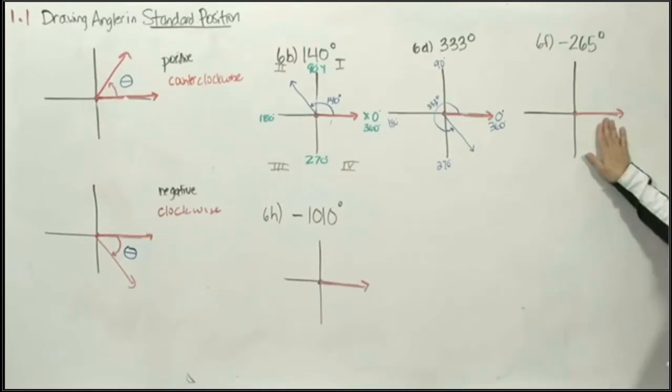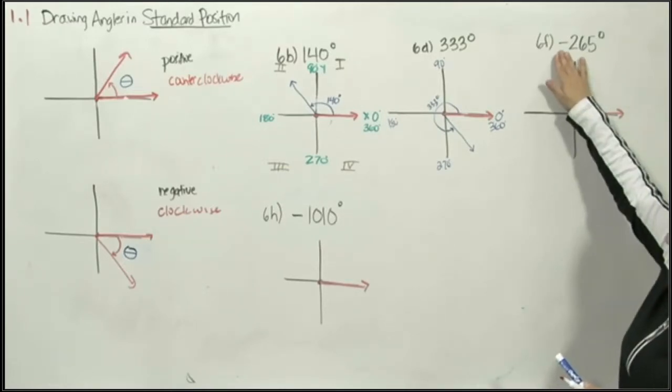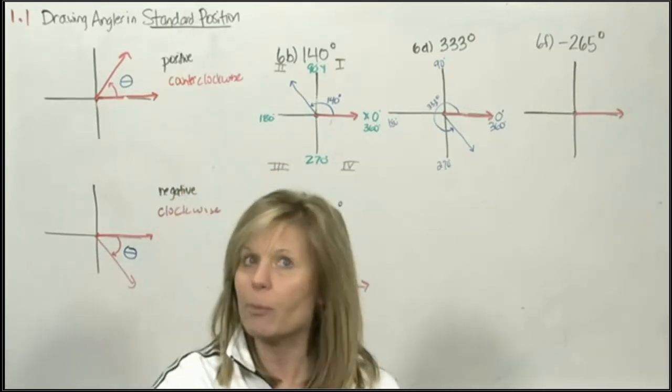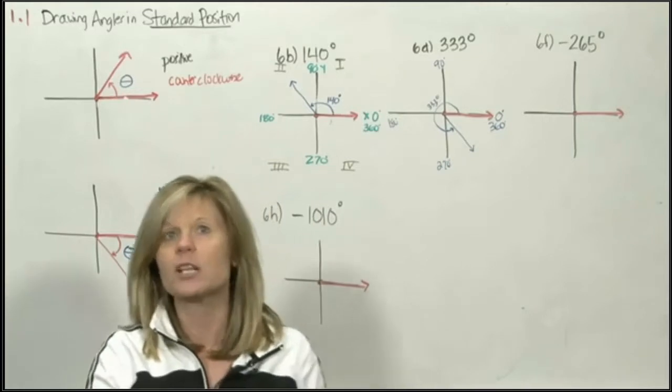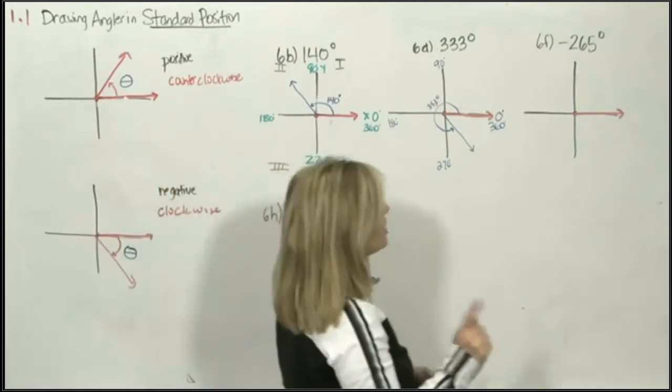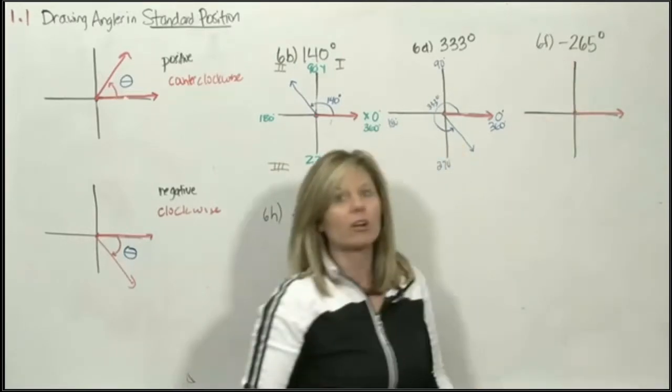All right, 6F. I want to draw an angle that's negative 265 degrees. Wait a minute, that angle's negative. Step 1 and 2 are the same. You put your vertex point at the origin. You put your initial ray on the positive x-axis. What's different is you're not going to rotate counterclockwise.